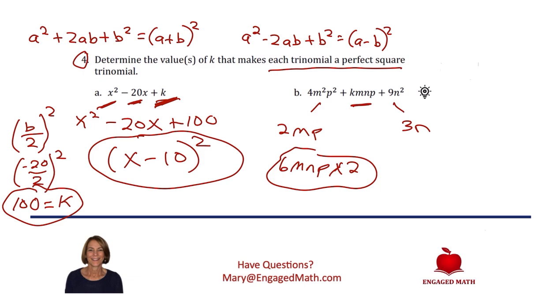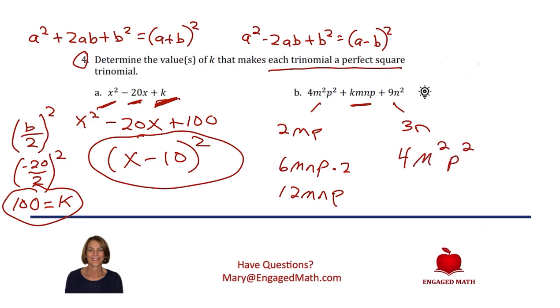So I'm going to change that x to a dot so you don't think it's a variable. So it's this times 2. So we know that that's going to be 12mnp. I said it the right way, but I put the p second. So let me redo that. So 12mnp should be what our middle term is. So let's just look at that for a minute. If we say that k is 12, so 4m squared p squared plus 12mnp plus 9n squared, that would mean that k is 12, which is what we figured out right here.